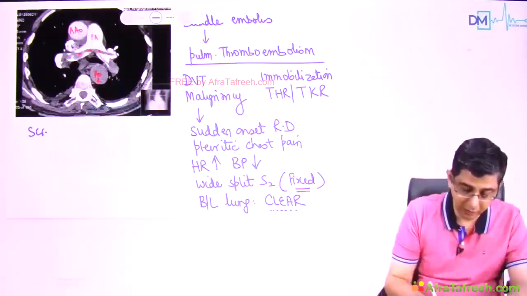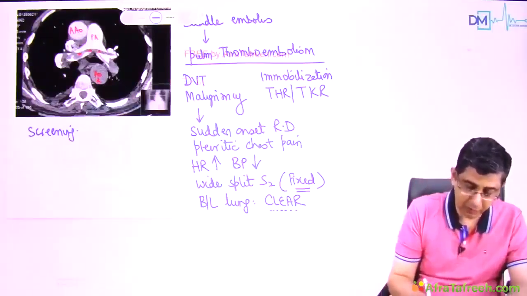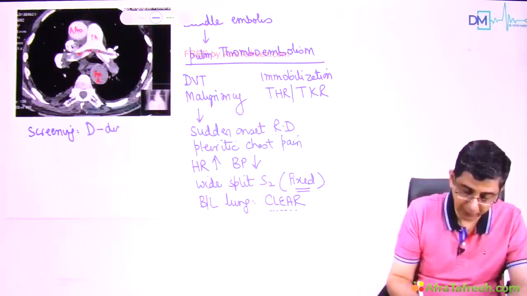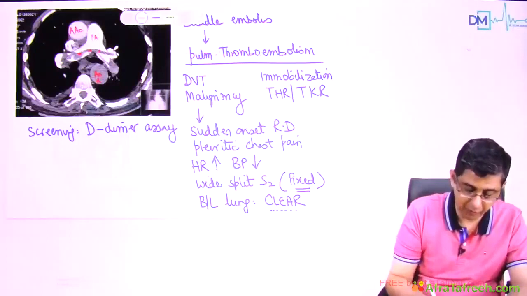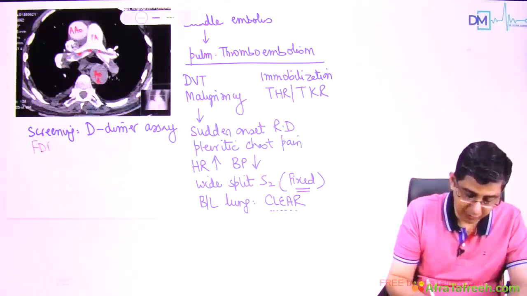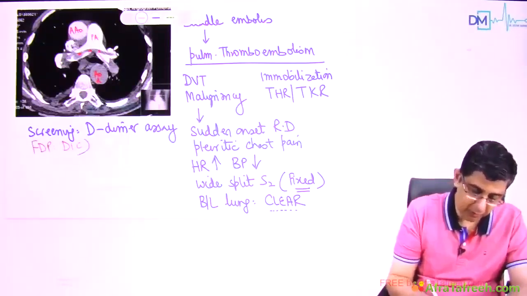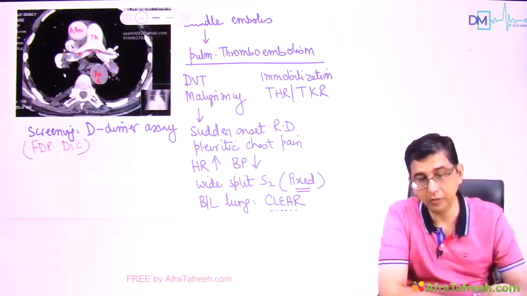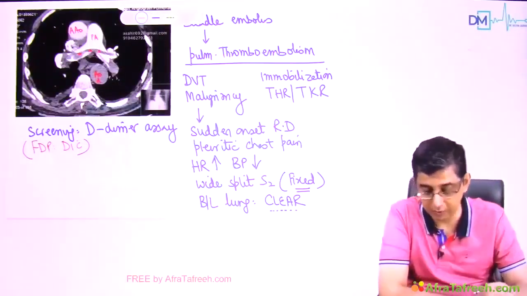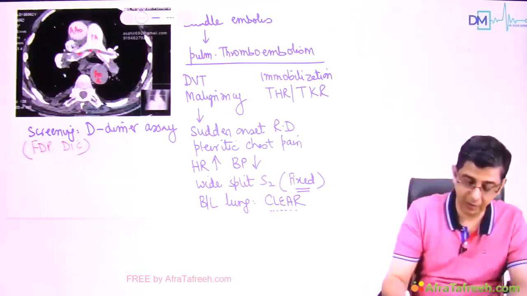For the screening for this particular case, you will be doing a D-dimer assay. Fibrin degradation products, FDP, is to be answered as a screening test for DIC. I repeat my statement, for DIC do not answer D-dimer, answer fibrin degradation product. For this pulmonary thromboembolism, answer screening as D-dimer assay.